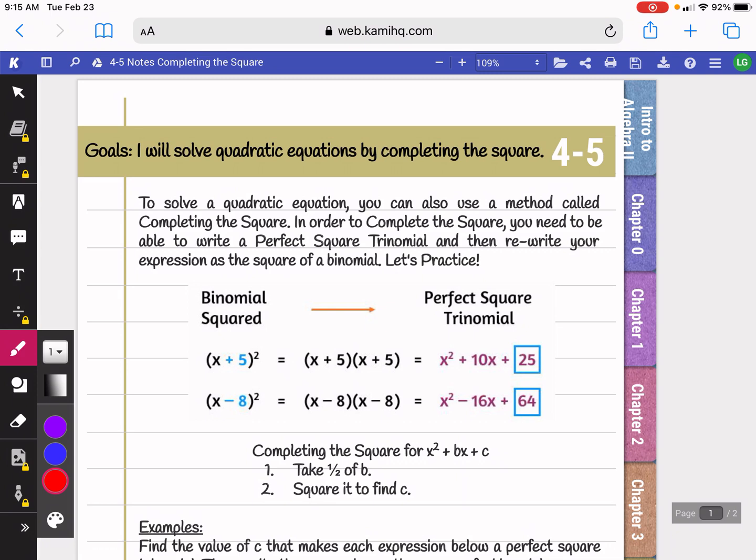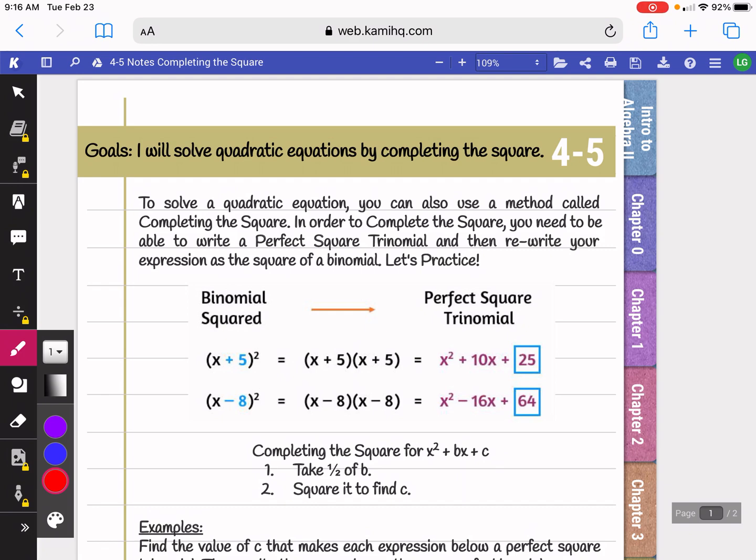So if you have a binomial, like let's say x plus 5 squared, it can be written as x plus 5 times x plus 5. And when you distribute or multiply everything out, you get x squared plus 10x plus 25. Now, in these problems, we're going to be making the c work so that these problems are perfect squares and can be rewritten as a square.